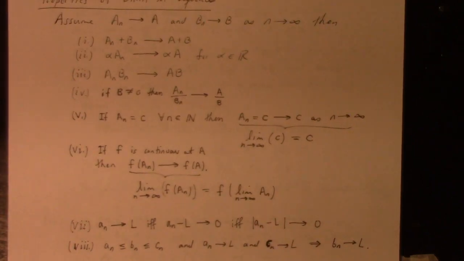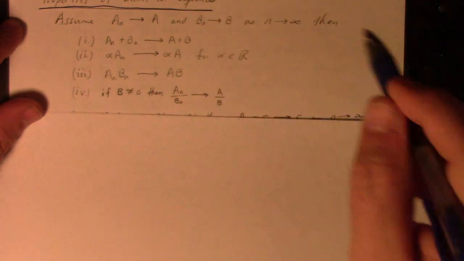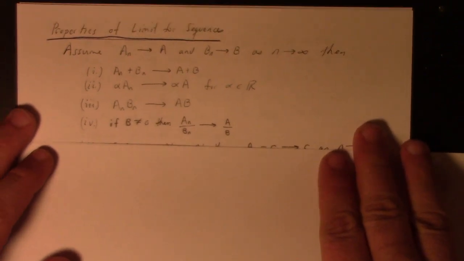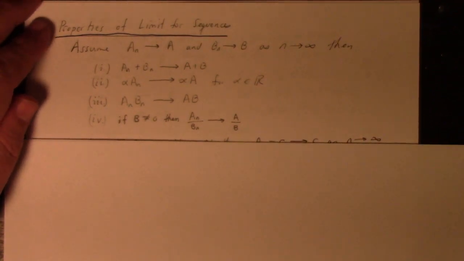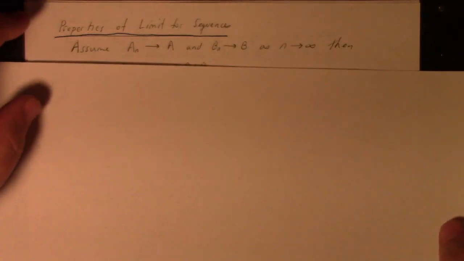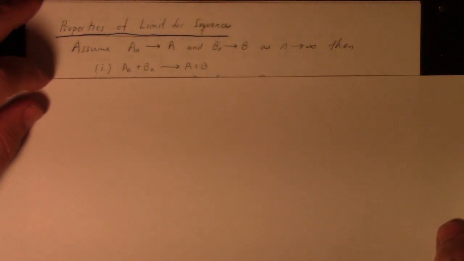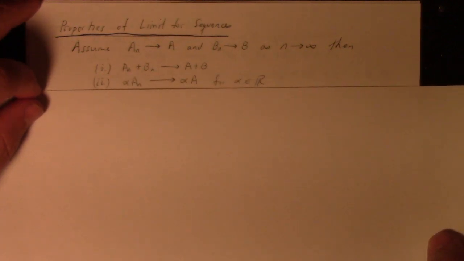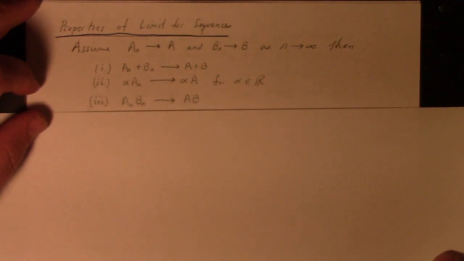So up next here are the properties. I just decided to collect all of our limit laws, if you will, for sequences together here in one big list. All right, and so here they are. So if we have two sequences, a_n and b_n, which converge to a and b respectively, as n goes to infinity, what does that tell us? Well, that tells us that the sum of the sequences converges to the sum of the limits, just like you'd expect. A constant times a sequence converges to the obvious thing. A product of sequences converges to the obvious thing.